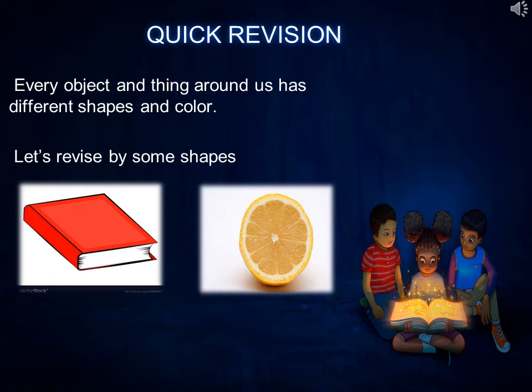The first picture is of a book. Students, what is the shape of a book? Yes, since it has the opposite sides equal, it is of rectangular shape. Students, what is the shape of a lemon? Yes, we did the activity and we figured out that lemon is of circle.